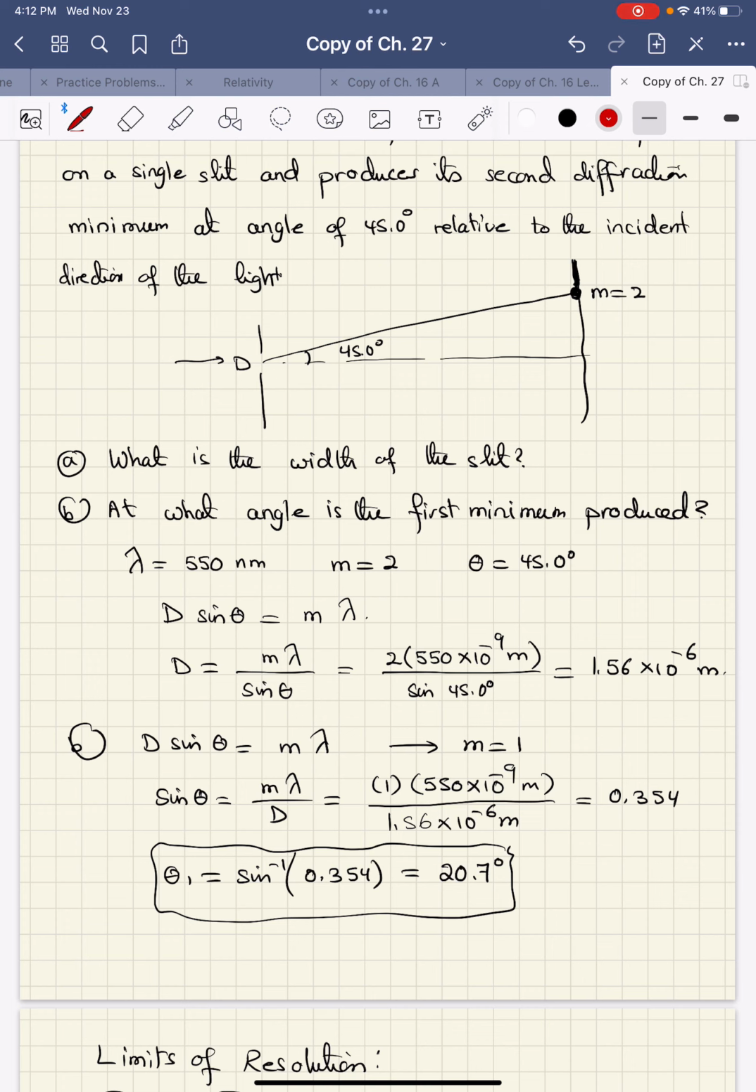For B, D sine theta equals m lambda, and m equals 1. Then sine theta equals m lambda over D, which is 1 times 550 times 10 to the negative 9 meters divided by 1.56 times 10 to the negative 6, and that is going to give us 0.354. On your calculator, you put sine inverse of 0.354, and that is going to give you 20.7 degrees.